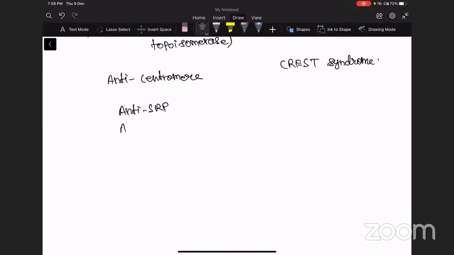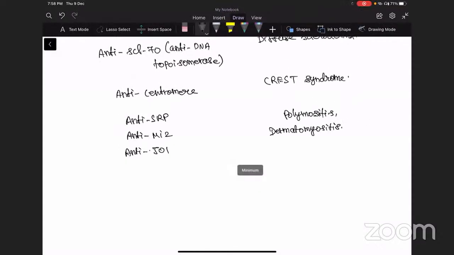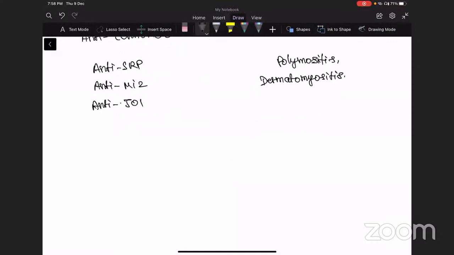Anti-SRP, anti-Mi2, anti-Jo1 are seen with polymyositis and in dermatomyositis. What is the name of the rash that is seen in dermatomyositis? Dermatology has been asked in the exam.